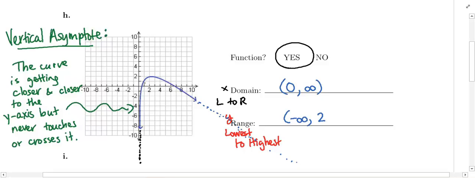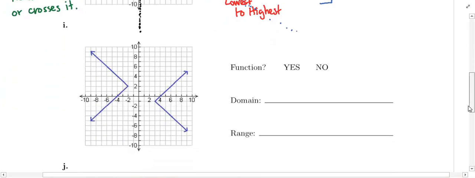Okay, this is a solid portion of the curve, so it is considered to be included. So this means that this particular blue curve exists for y values 2 and smaller. All right, moving on to part I.